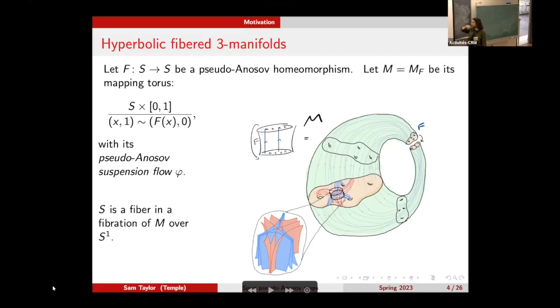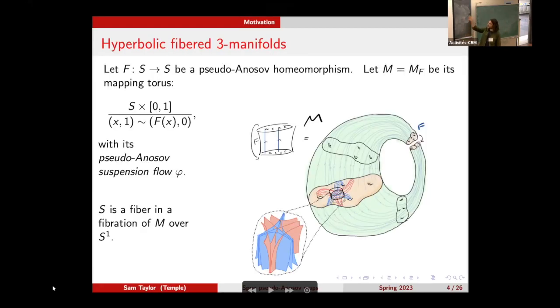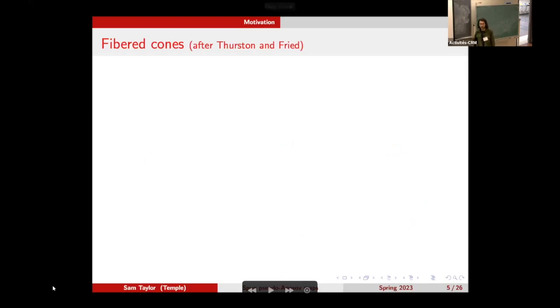Another way of saying what the structure is: I want to remark that S in this case is a fiber in a fibration of the manifold over the circle. Writing our manifold as a mapping torus is a way of seeing it as a fiber in a fibration over the circle. So this is going from a pseudo-Anosov homeomorphism to its mapping torus with this flow.